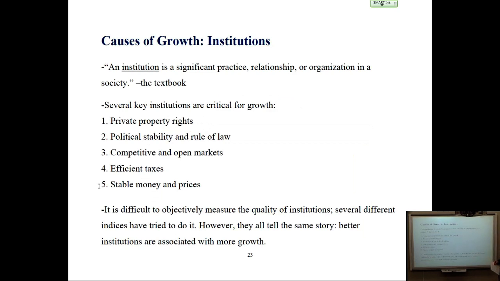Major factor number 3. So we had resources, we had technology. The last major factor is institutions. In general, it's just going to be a significant practice or relationship, organization in a society. Your book then breaks that down into 5 types of institutions.